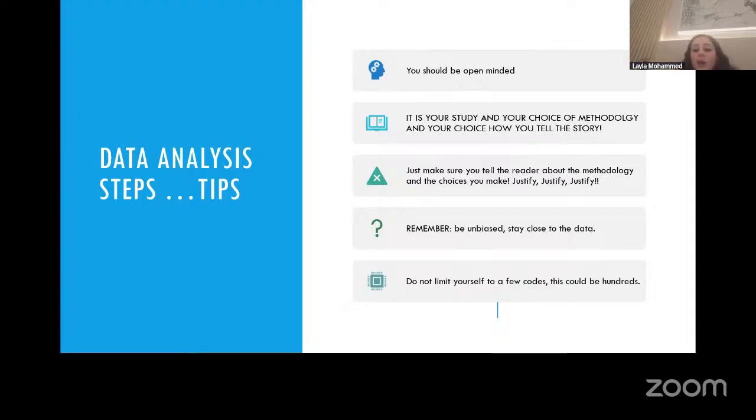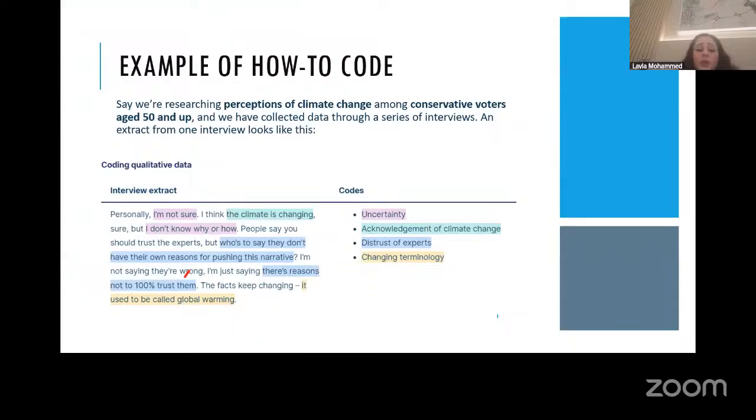Remember, try to be unbiased, stay close to the data, okay? Yes, it is subjective. Yes, you are inferring meaning, but at the end of the day, you do need to stay very close to the raw data. Don't limit yourself to just a few codes. This could be hundreds. Now let's take an example here.